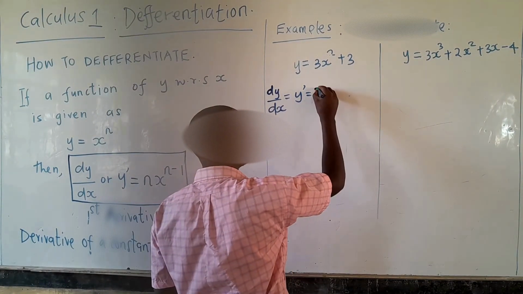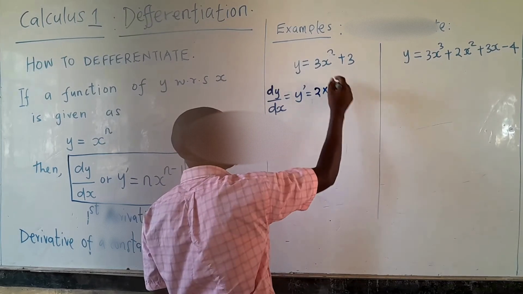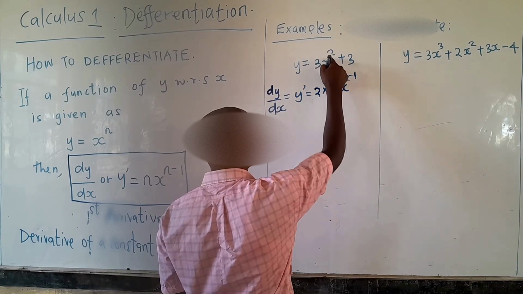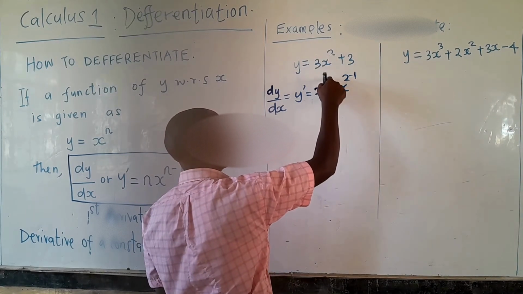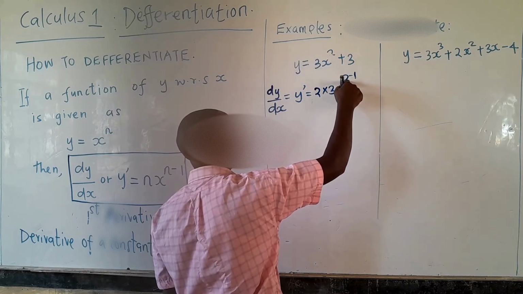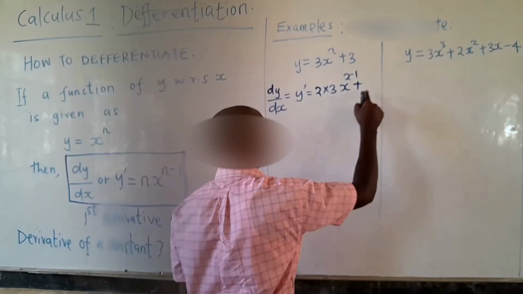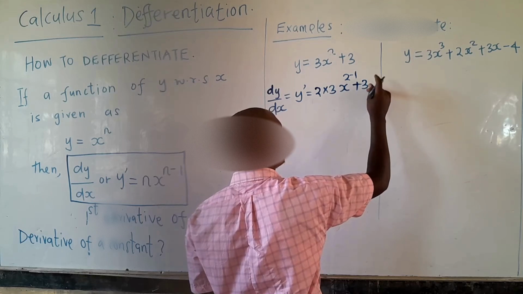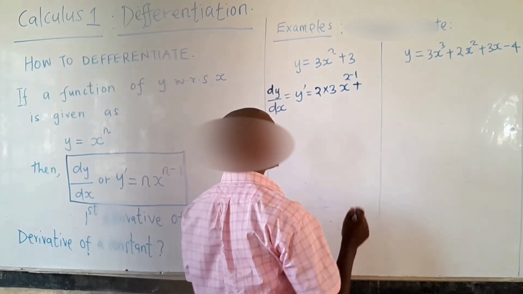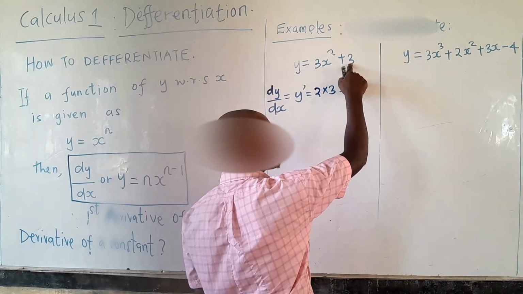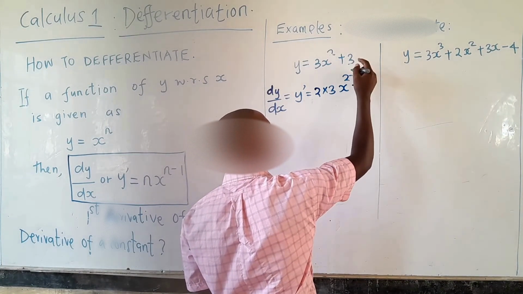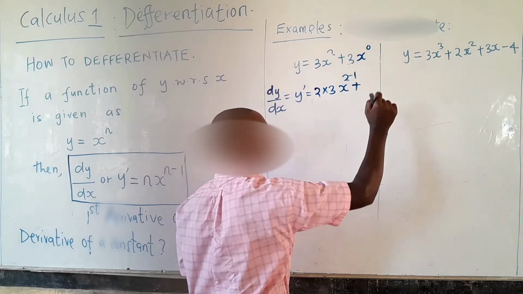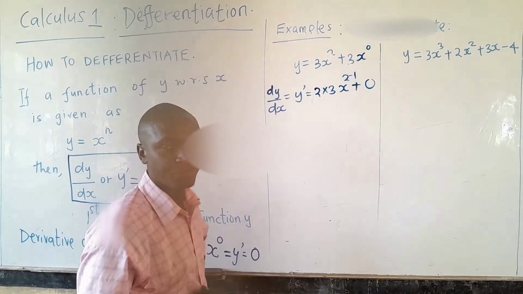So let me do it better. You're going to have 2 multiplied by 3, then x raised to 2 minus 1. So this becomes the first term. We have taken 2 multiplied by the coefficient, and then we have x to the power, and in the power we subtract 1. And then we have plus. Now here, we're going to have 3. This means it is 3x power 0. And if we multiply 0 by 3, it is 0. And therefore, this ends up being 0.